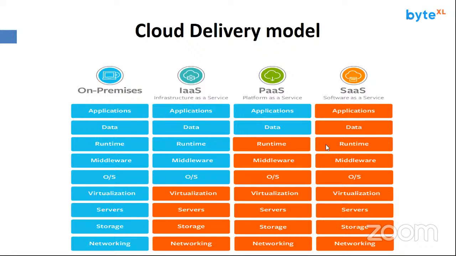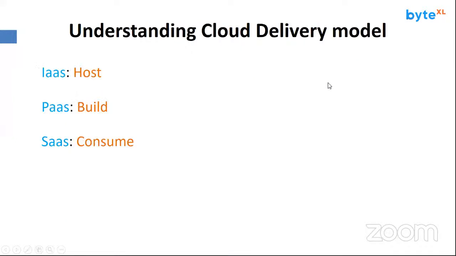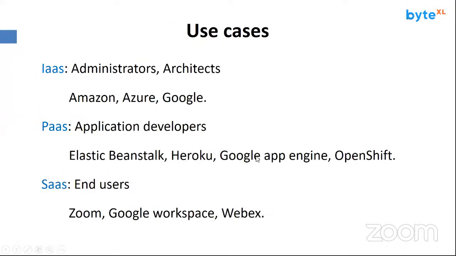Okay, perfect. That's great. Let's move on to the next topic. Who uses infrastructure as a service in order to host applications? What do we use platform as a service for? To build the application. And what do we use software as a service for? To consume it. That's the most important thing to keep in mind. Now, when it comes to use cases, the administrators and architects use infrastructure as a service if they want more control over their application and the code. The providers are Amazon, Azure, as well as Google.